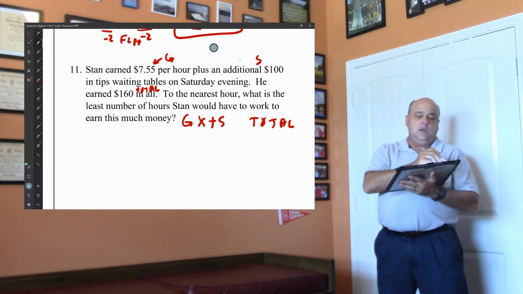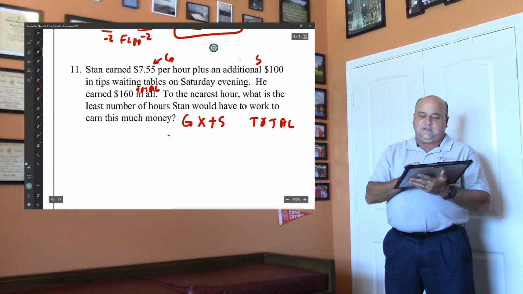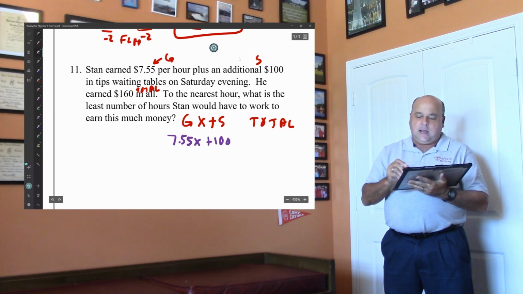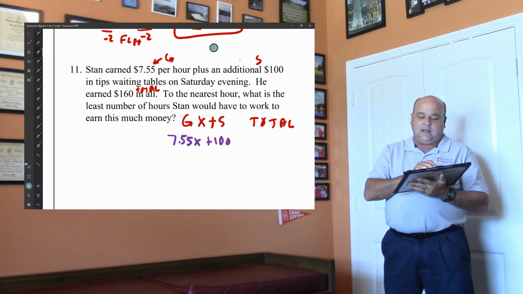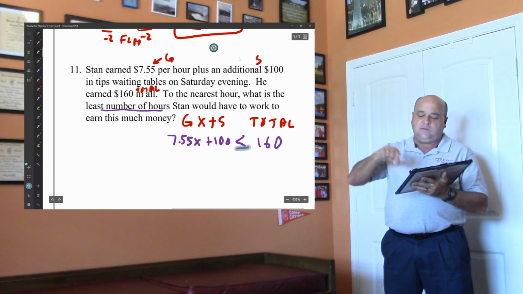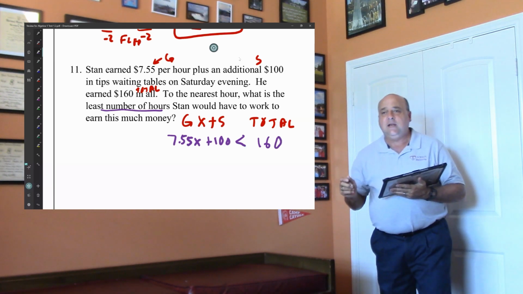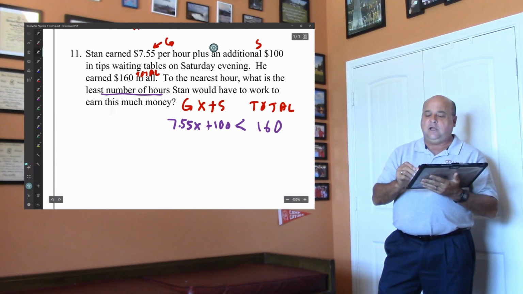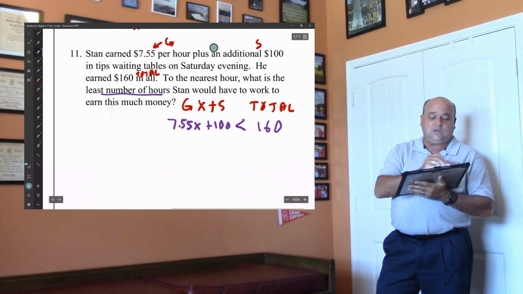So on this problem, our growing number is 7.55x plus he earned $100, and to the nearest hour, what is the least number of hours he could have worked? Less than or equal to 160. So to the nearest, let's just put this. We won't have an equal there because we might get a decimal. Now then, we want this x all by itself. This is set up where we could use a calculator.